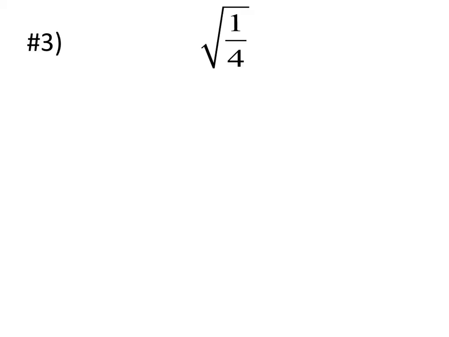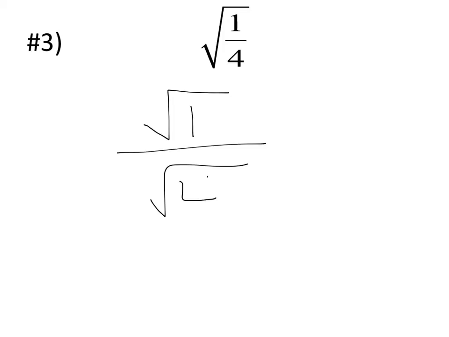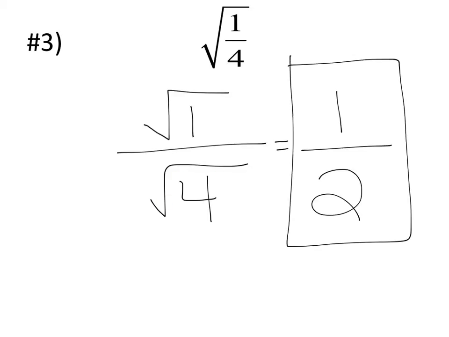Alright, now when you're talking about fractions and square roots, remember there's a rule that says if the entire fraction is under the square root, you can break it up and put just the numerator under the square root and just the denominator under the square root, because I don't know what the square root of 1/4 is. However, I do know that the square root of 1 is 1, and I do know that the square root of 4 is 2. So that means that the square root of 1/4 is 1/2.